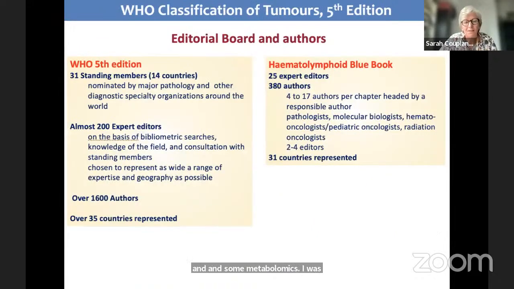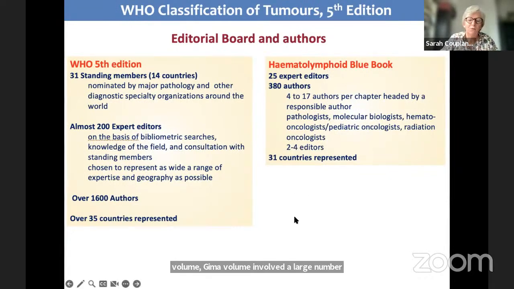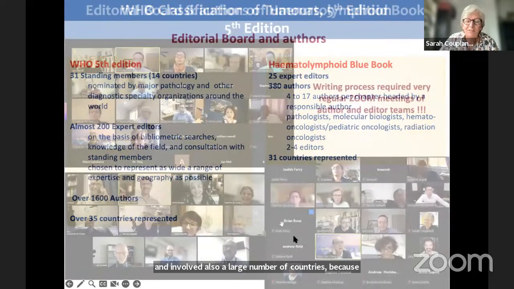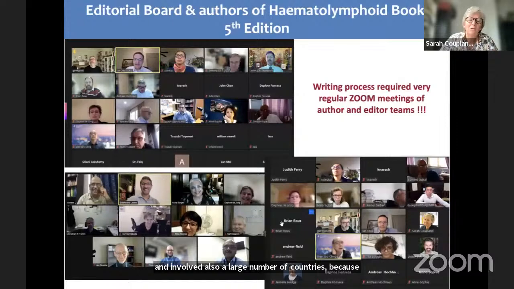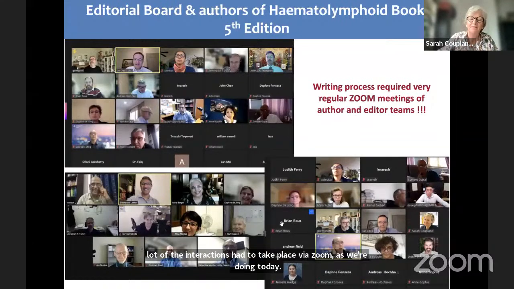I was involved in the editorial board of the WHO lymphoma classification, and the revision of this tumor volume involved a large number of people and also a large number of countries. Because it was the COVID period, a lot of the interactions had to take place via Zoom, as we're doing today. However, despite this, a huge amount of work was achieved.